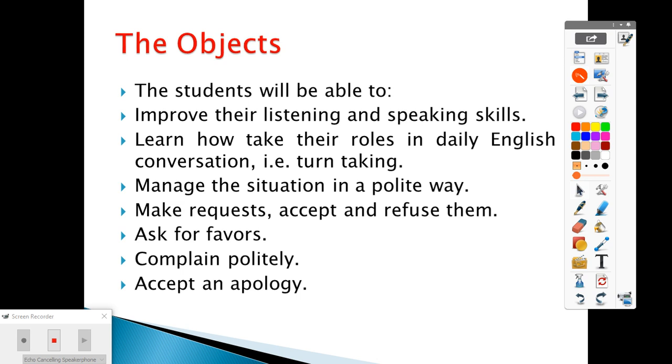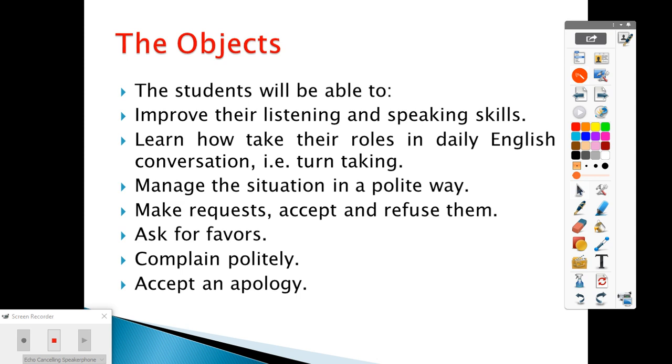Since our book and our syllabus is mainly designated to develop these 2 skills, speaking and listening, rather than writing or reading, this is the first point. Number 2: learn how to take their roles in daily English conversation, i.e., turn taking. For instance, in a conversation between 2 or 3 persons, you should know when to speak and how to speak, and when to stop and how to stop, how to take the right time to participate with your partner in the dialogue.